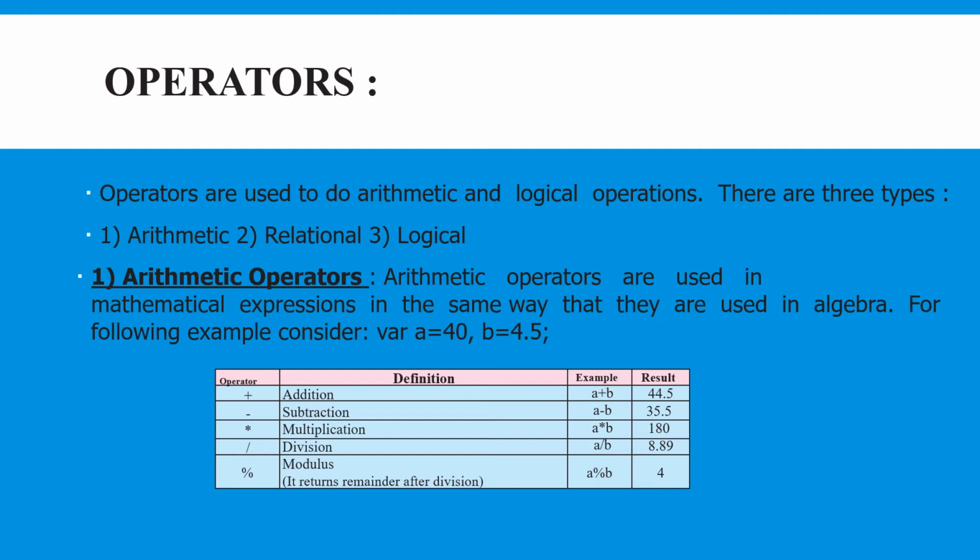And last one is modulus, that is percentage sign is used. It returns remainder after division. So here 40 divided by 4.5, where the remainder is 4. So addition, that is plus sign, minus sign, multiplication asterisk sign, division sign, and percentage sign. These are the arithmetic operators in JavaScript.